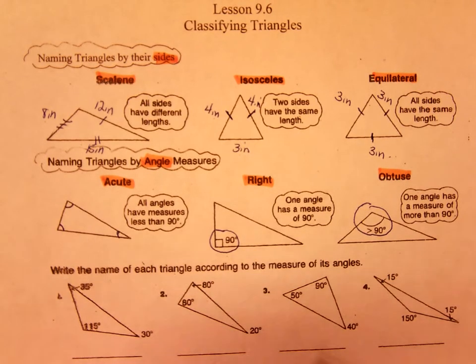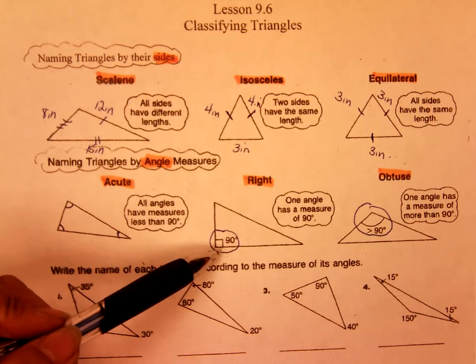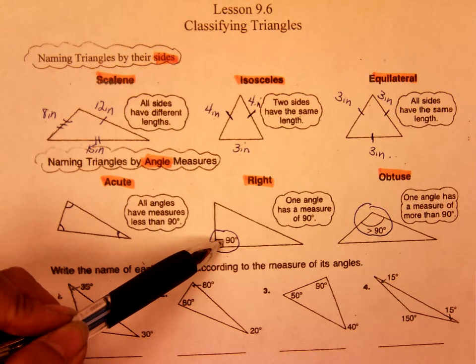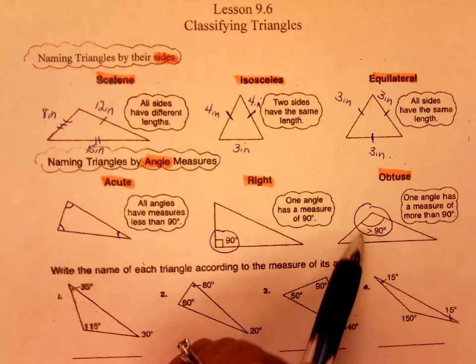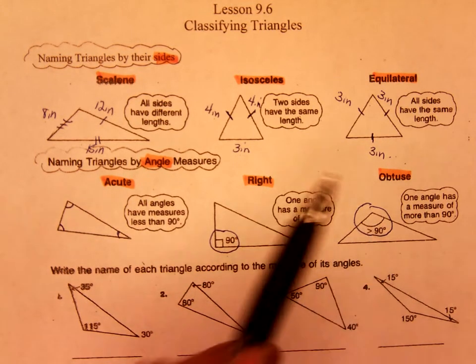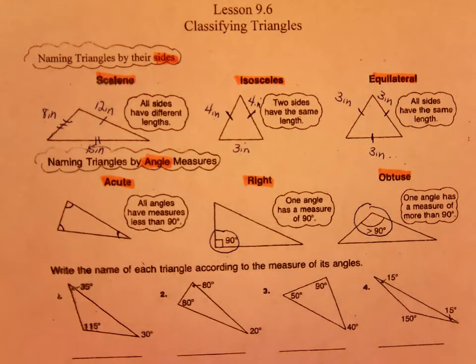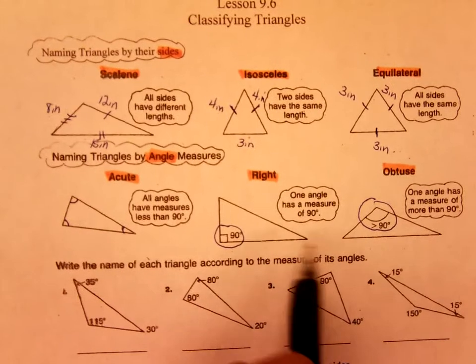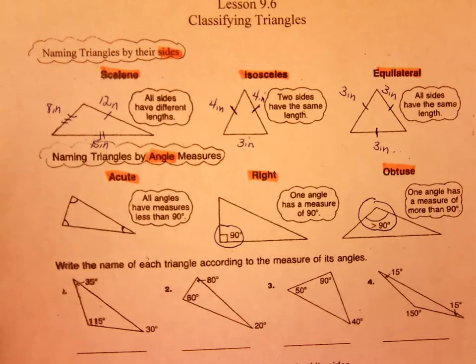The best way to do it is to use a process of elimination. Look at your triangle and see if it has a 90 degree angle. If it does, then you know it's a right triangle. If it's not, then go to obtuse. Look for an angle. If there's any angle that's greater than 90 degrees, then you know it's an obtuse triangle. If it's neither one, then you know it's an acute triangle.